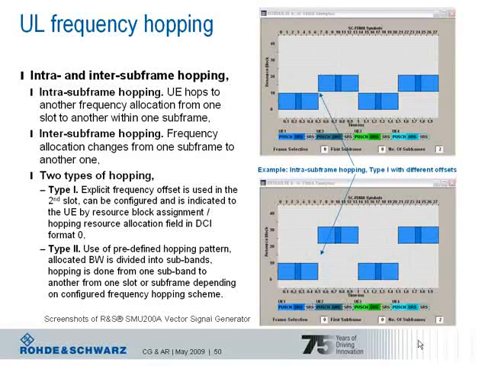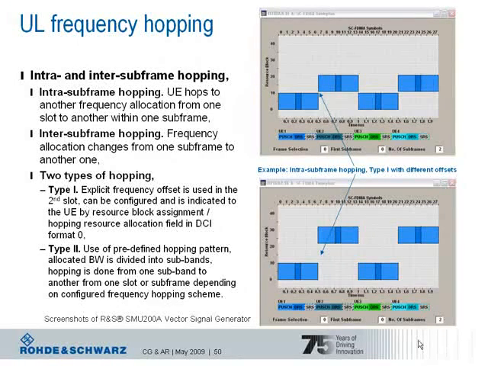In LTE, there are two modes of hopping: intra- and inter-subframe hopping. Hopping at all is an optional feature, but it is an approach to overcome possible frequency selective fading on the radio channel. When intra-subframe hopping is configured, the UE hops from one resource block allocation to another within one subframe. This means in the first slot the UE would transmit, for example, on the lower edge of the spectrum, and in the second slot on the upper part of the available spectrum. Inter-subframe hopping means the UE changes the allocation from one subframe to another.